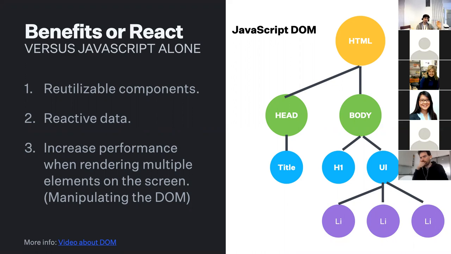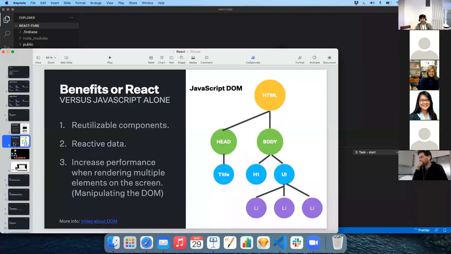And instead of making the changes one by one, it just switches between the current JavaScript copy and the new one, the old tree and the new tree. It's just one single change with all the changes at the same time, instead of making small changes one by one. So that increases the performance. And we're going to see that in detail in tomorrow's lecture.